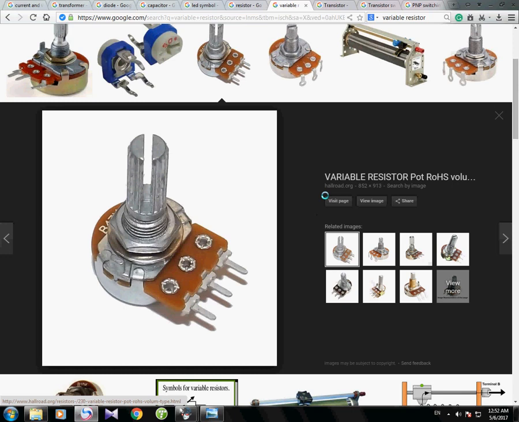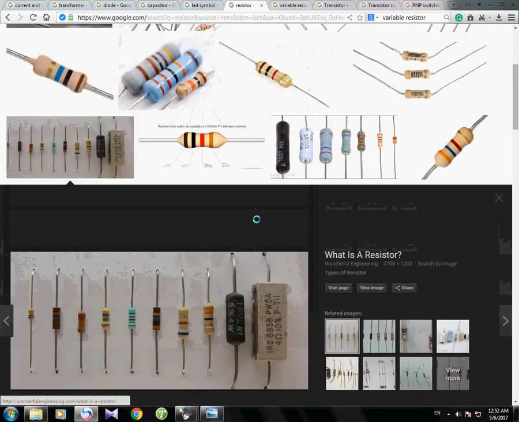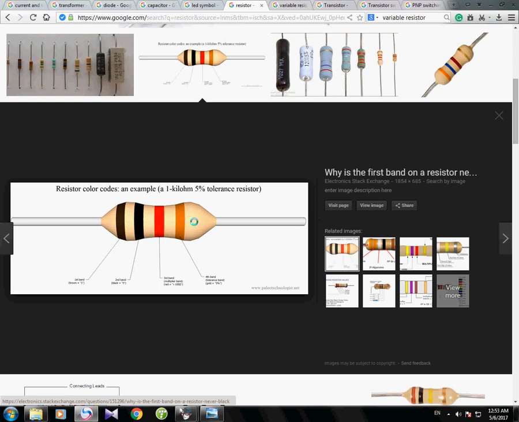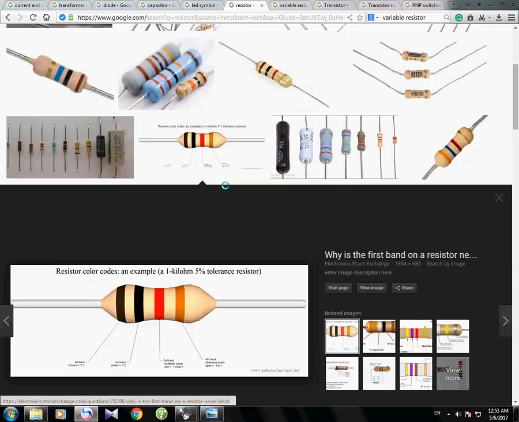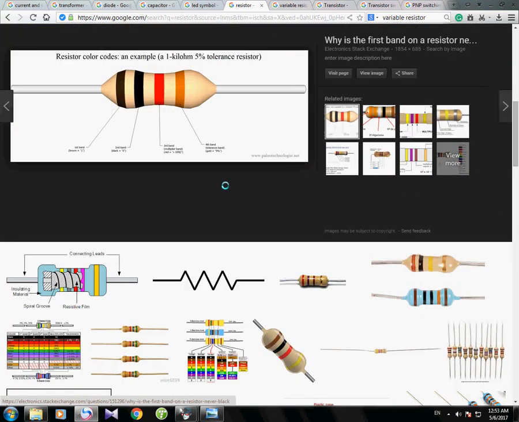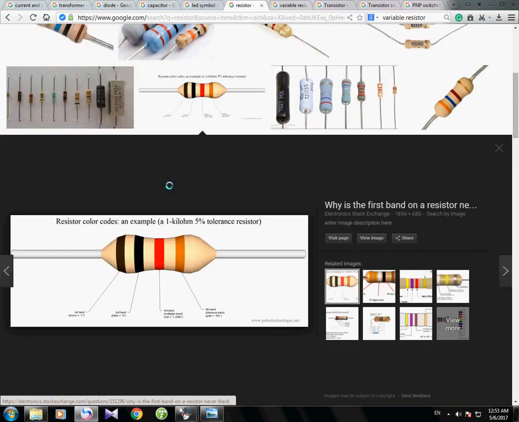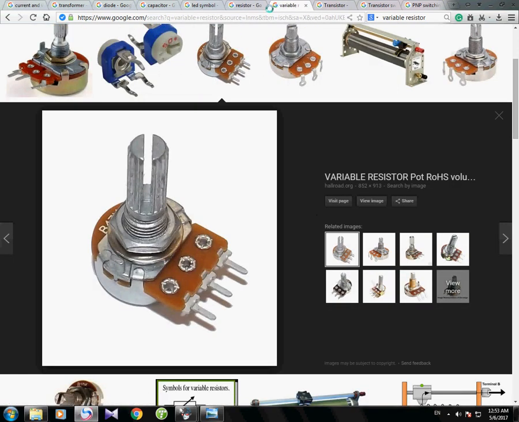The previous resistors are fixed resistors. If this one is a 1 kilo ohm resistor, it will always be a 1 kilo ohm resistor. If we increase the current or voltage, it will tolerate a maximum of 5%, but the value will be about 1 kilo ohm. But in the case of a variable resistor, it will vary the voltage from 0 to its maximum value.